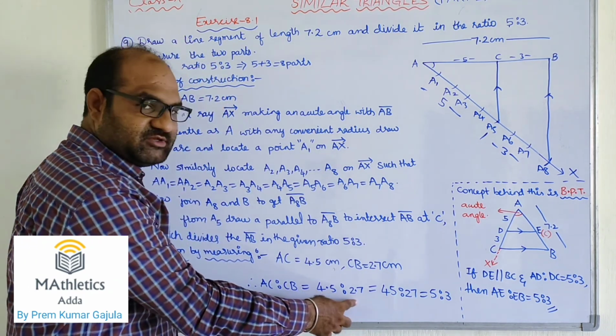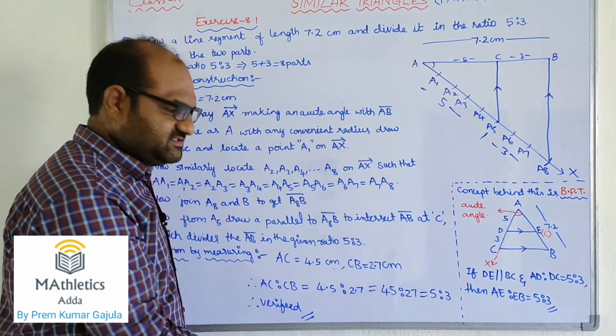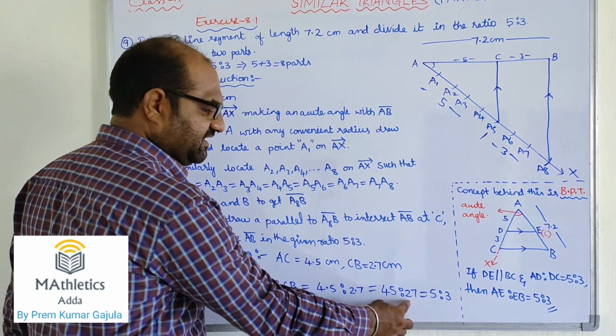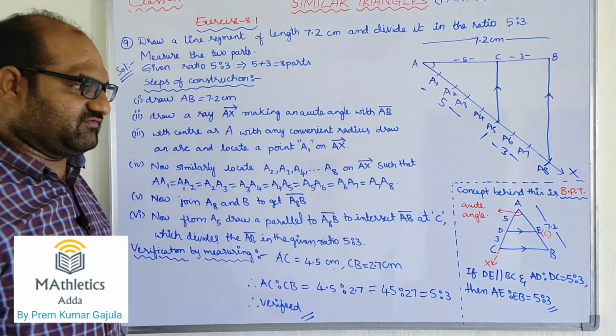So I am cancelling the decimal point here, and you will get 45 is to 27. If you cancel with the 9 table, 9 5s are 45 and 9 3s are 27, which is our required ratio. So we can say that it is verified.